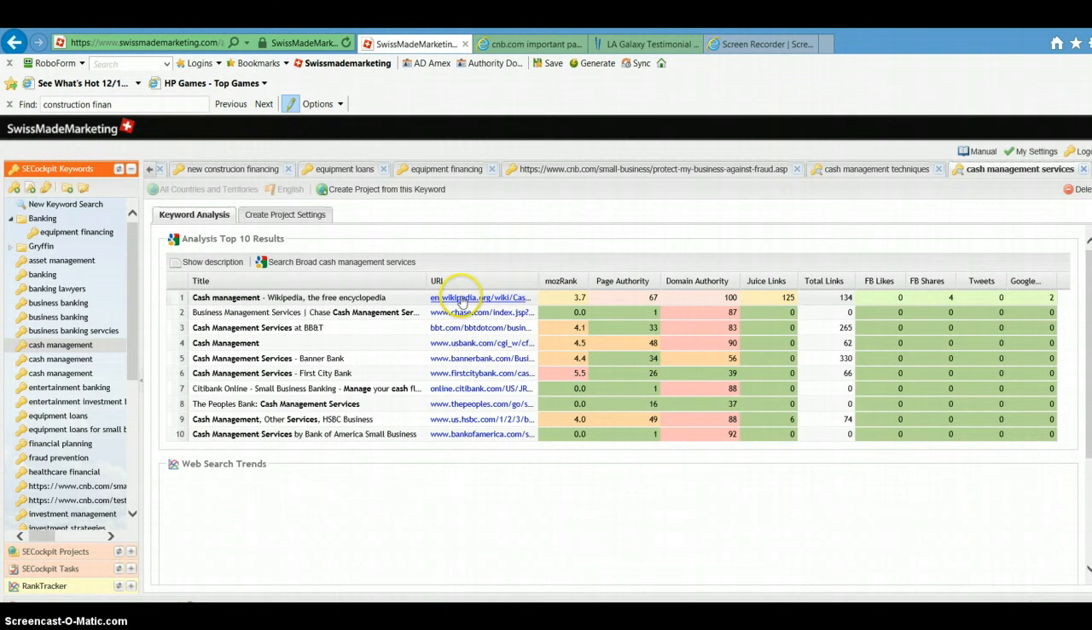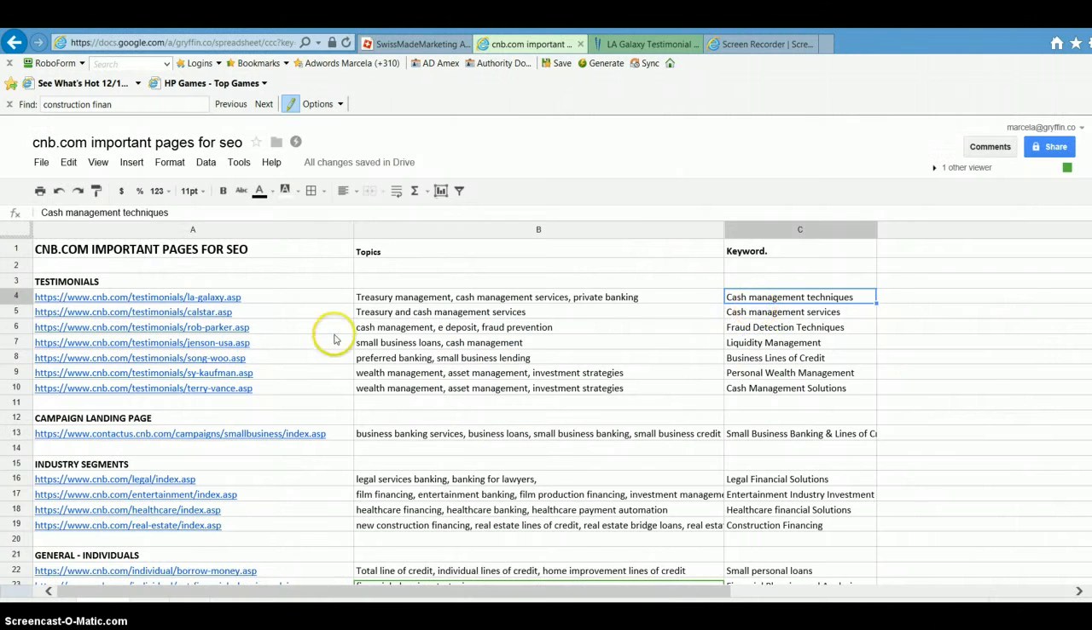So this one has Wikipedia, Chase, US Bank, but here I can see there's the People's Bank. That site isn't very authoritative. First City Bank isn't very authoritative, same with Banner Bank. So right there we have at least 3 opportunities to rank. Also this one, BBT.com. So at least 4 opportunities to rank in the top 10. So once again, this is another great term to use. So then I will enter that term, cash management services, into my keyword slot.